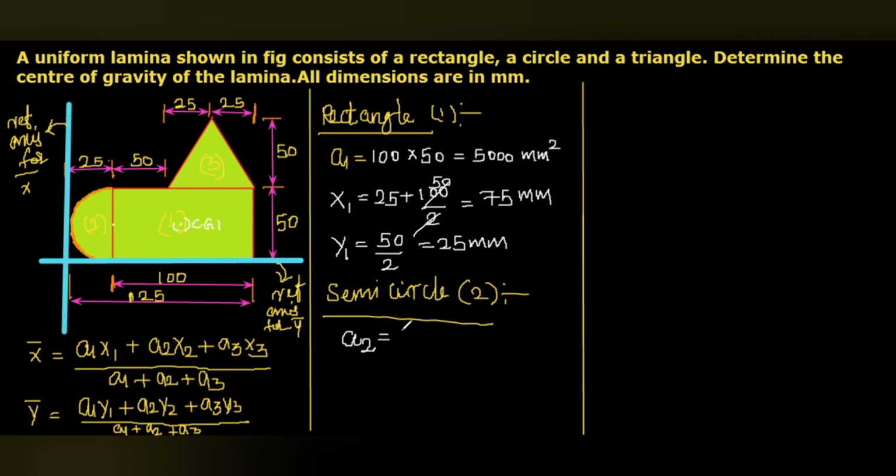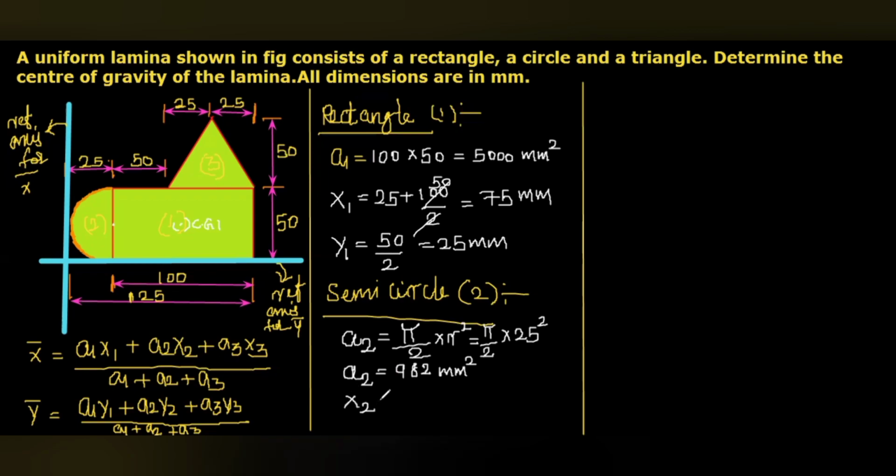So here A2 equals pi by 2 multiplied with r square. Here you can see this 25 will be the radius of the semicircle. So if you substitute the value, it will be pi by 2 multiplied with 25 square. Then by simplification, we will get the value of A2, that is 982 mm square.